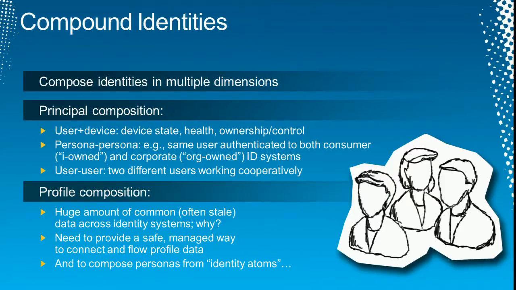And of course, you can also talk about composition of profiles. We've already talked about context, calendars, preferences. These things really need to flow across different identities. We'll talk a little bit later about a notion I'll call identity atoms, that you can actually build up these personas based on discrete pieces of information, which are very, very common and tend to be part of lots of different personas. We'll get to that in a second.